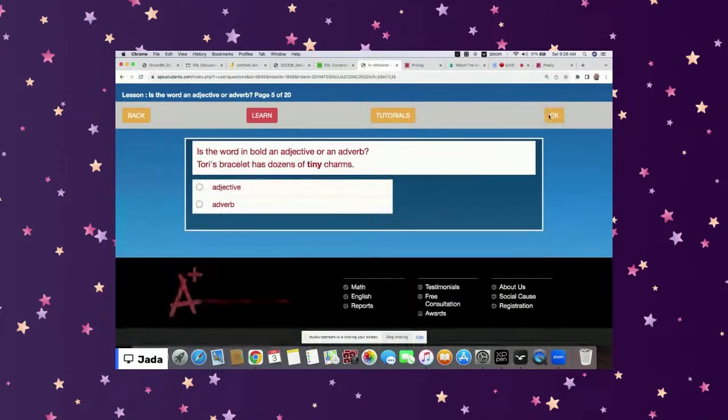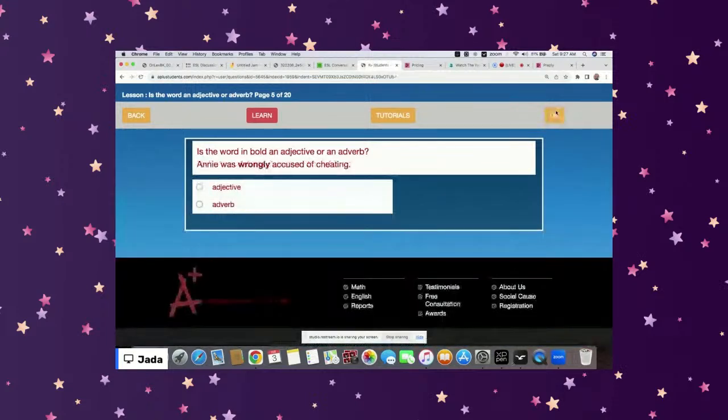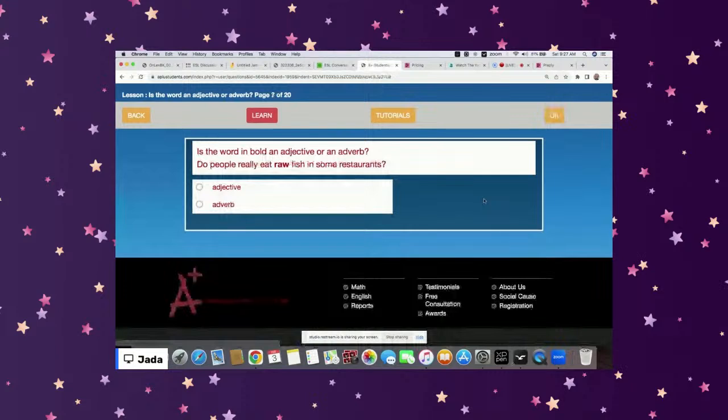This bracelet has dozens of tiny charms. Tiny, little pieces. Annie was wrongly accused of cheating. Wrongly. Do people really eat raw fish in some restaurants? Raw fish.